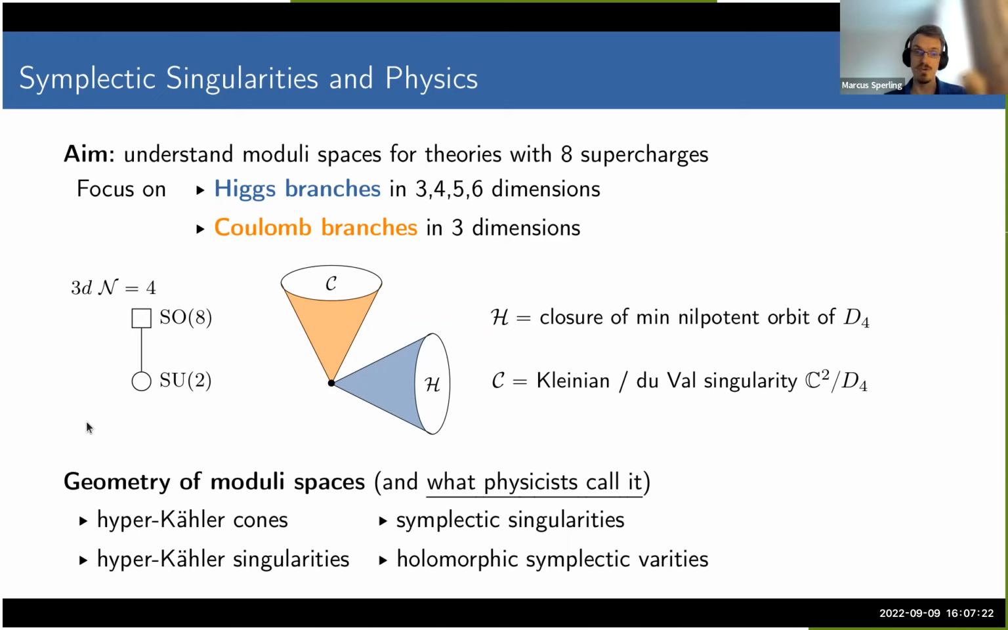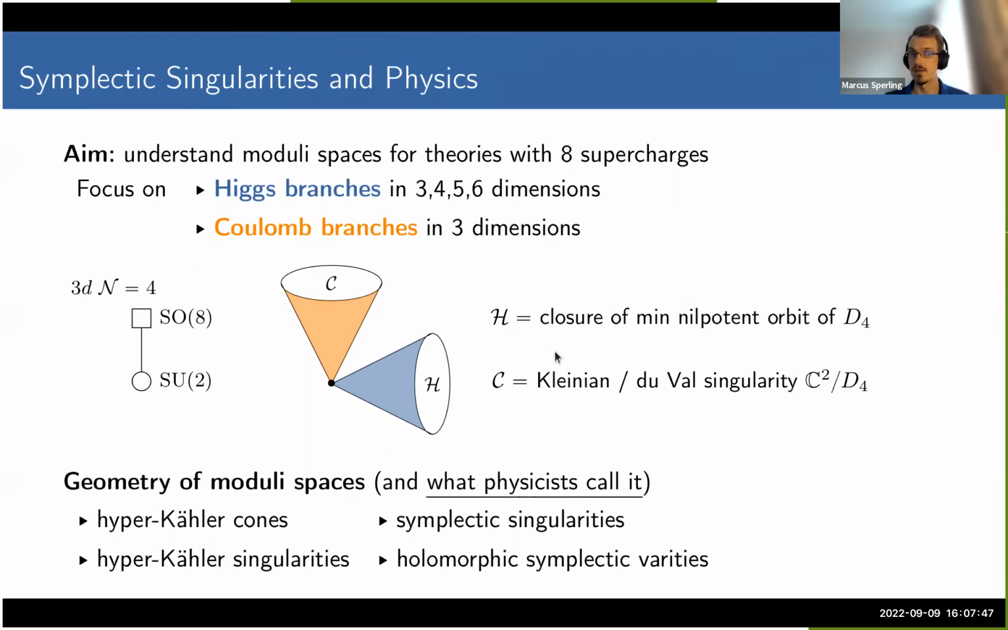And I have to apologize to any mathematician that is around, because for us, the moduli spaces go under various names and we use them interchangeably, and there has been an evolution over time. We started calling them hyperkähler cones, hyperkähler singularities, and then recently we shifted more to symplectic singularities or holomorphic symplectic varieties. But for physicists, it is roughly the same.